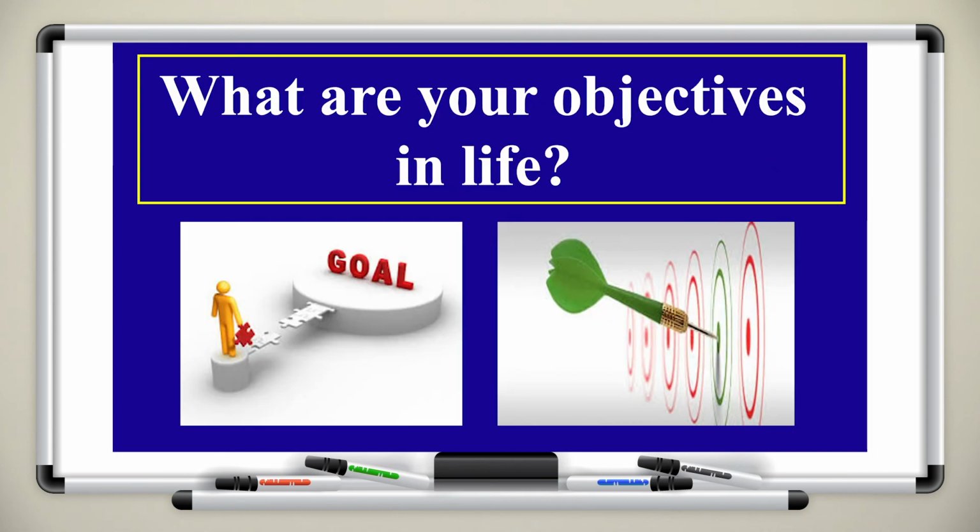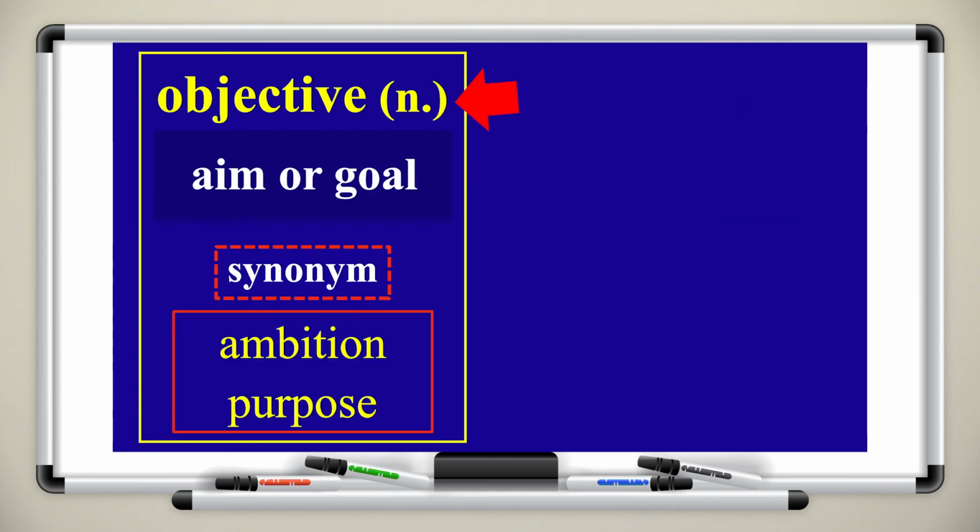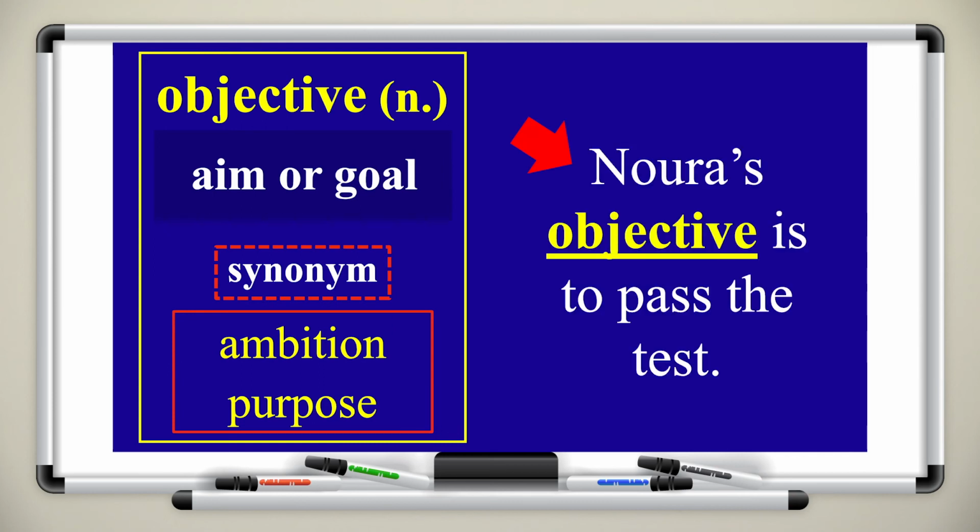What are your objectives in life? Look at these images. On the left, you have the word goal, and on the right, you have a dart that reached its mark. So what do you think the word objectives means based on these images? It's a noun and it means aim or goal. Another word for objective is ambition or purpose. For example, Noura's objective is to pass the test. Her goal is to pass the test.